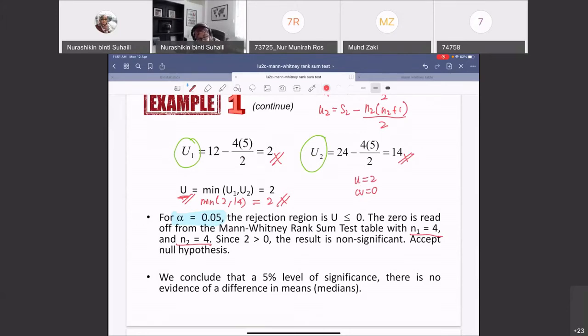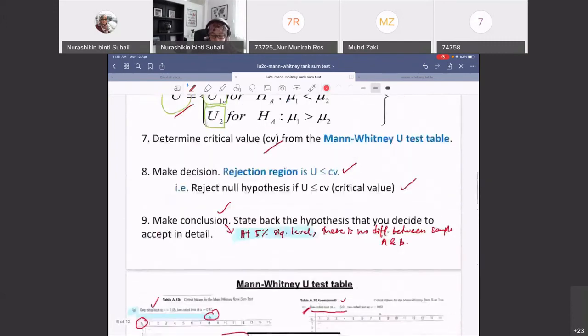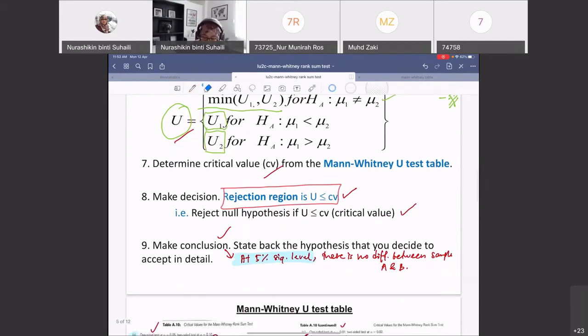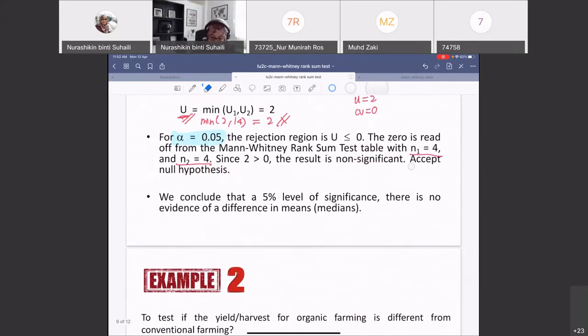Since U is greater than CV, we accept the null hypothesis, because the decision rule is this: we reject the null hypothesis if U is less than the CV. But our U is greater than the CV, so we accept the null hypothesis. So that is the decision, not yet the conclusion. The last step is to make a conclusion.